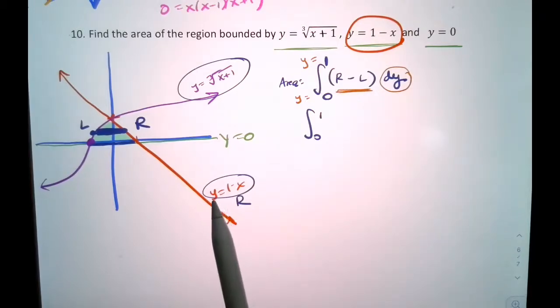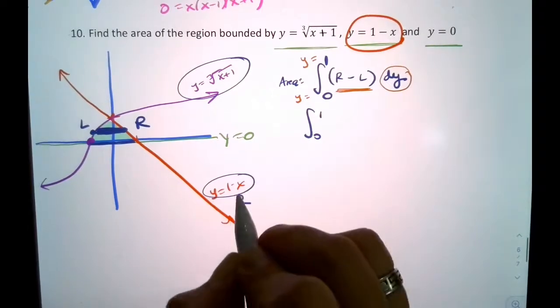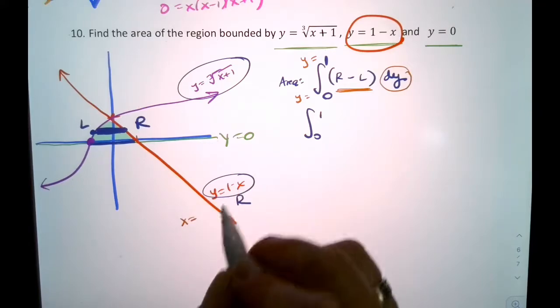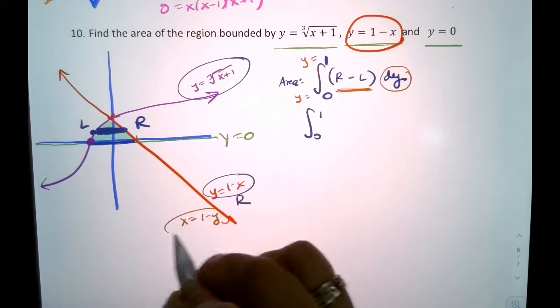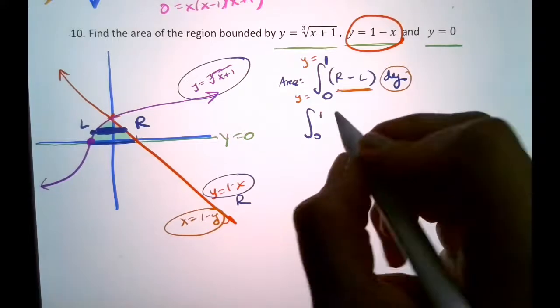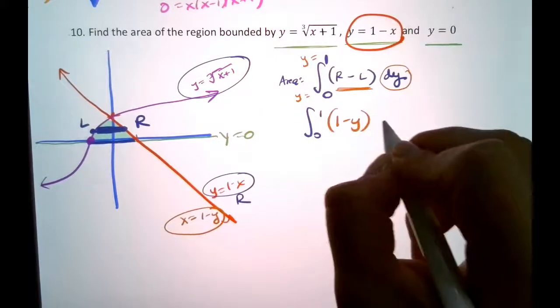Right now, I have y equals 1 minus x, so that's not good. What I'm going to do is switch this around. I'm going to make this say x equals. I'm going to slide the x over to the left and slide the y over to the right. So there is my expression that I'm going to put in, the right function. Instead of saying y equals 1 minus x, equivalently, I'm going to say, well, x is a function of y. That would be 1 minus y.